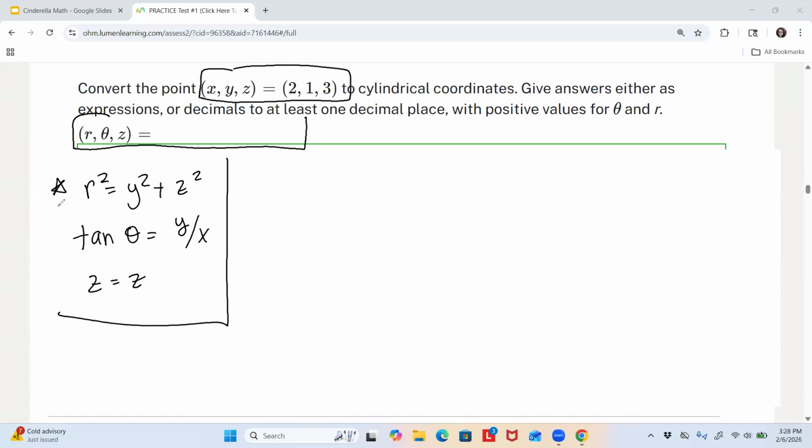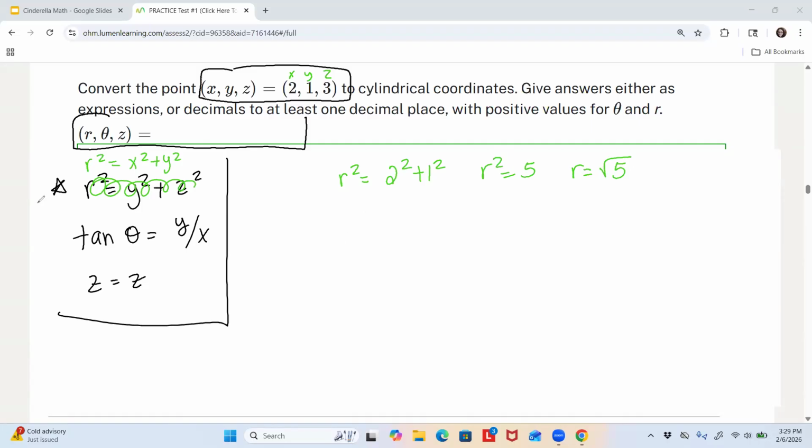So follow our formulas. We have r squared equals, there's x, there's y, there's z. Oops, I wrote that down wrong. r squared, scratch that one, r squared is x squared plus y squared. There we go. So now we have r squared is 2 squared plus 1 squared, so that's 4 plus 1, so r squared is 5. Take the root, r is root 5.